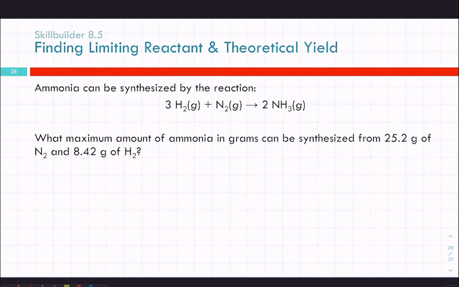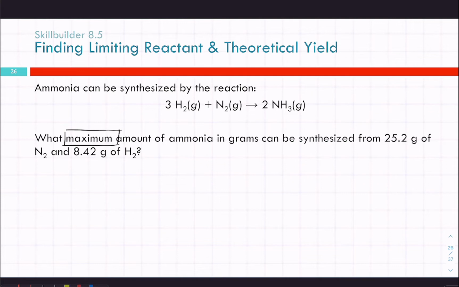So here we've got the question worded a little bit differently. What maximum amount of ammonia in grams can be synthesized from 25.2 grams of nitrogen and 8.42 grams of hydrogen? I feel like this is the kind of question that would cause a lot of mistakes. Because remember, the maximum amount that we can make is still the one determined by the limiting reagent. Even though the other one will be a higher quantity, we would run out of the other reagent first before we made that amount.